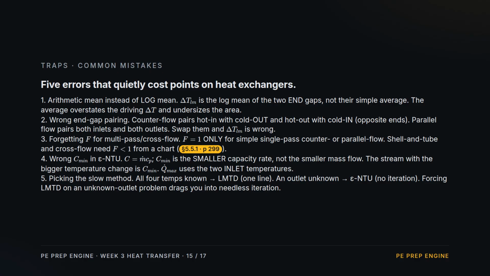3. Forgetting F for multipass or crossflow. F equals 1 only for simple single-pass flow, and shell and tube or crossflow need an F below 1 from a chart. 4. Wrong C-min. It's the smaller capacity rate, mass flow times specific heat, not the smaller mass flow, and Q.max uses the two inlet temperatures. 5. Picking the slow method. All 4 temps known means LMTD in one line. An unknown outlet means effectiveness NTU with no iteration.